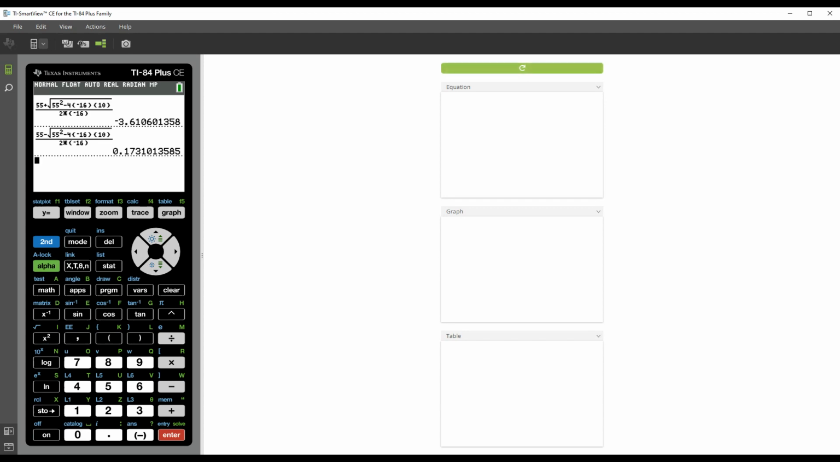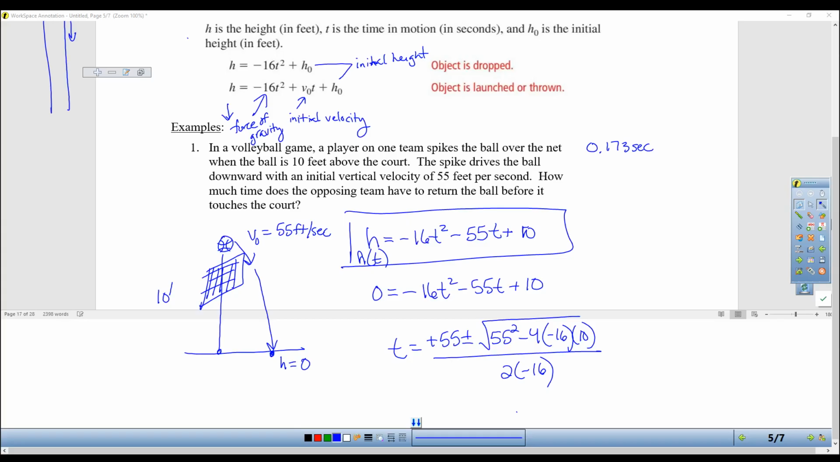So negative 3.61 and 0.173. Of course it's your job to know which of the two answers is correct. Remember, your calculator doesn't know that this is a word problem. Your calculator only knows that it has graphed the entire equation and found the two zeros. One of them is negative 3.61 and the other one is positive 0.173. That's the one we want.